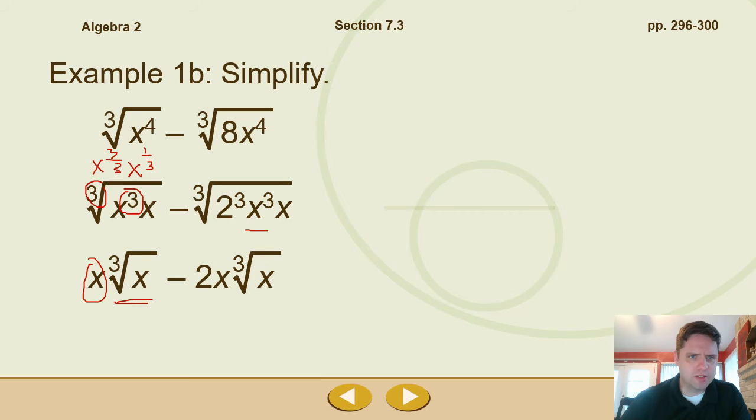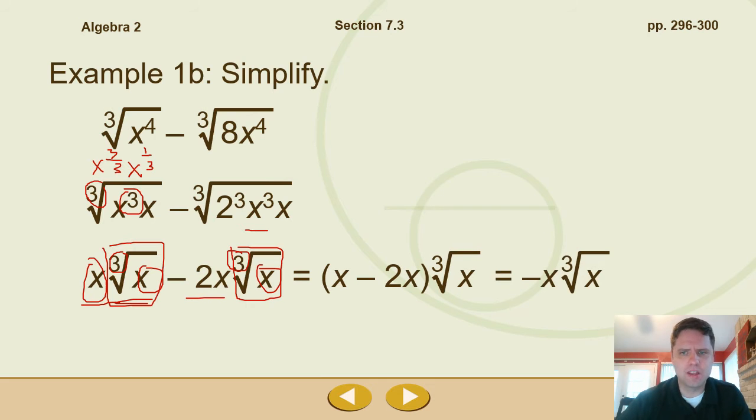And now notice we have here and here the same radicand, the same thing underneath the radical, and then we have the same index up above. So since those are the same, we can then add or subtract the coefficients. x minus 2x is just negative x. So we get negative x cube roots of x.